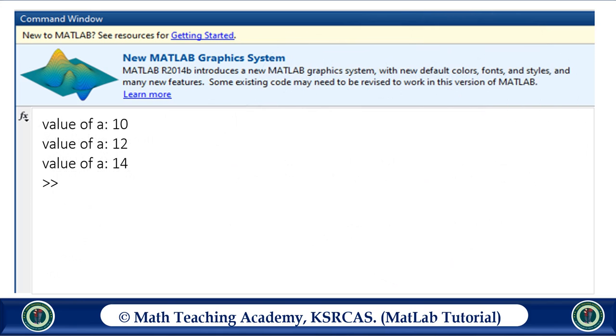So here the output of the above coding becomes 10, 12, 14. Because if the value of a gets 16, the loop is terminated. That is why the first three values are displayed here.